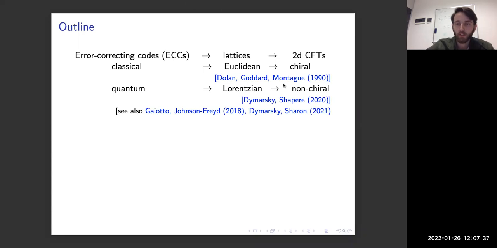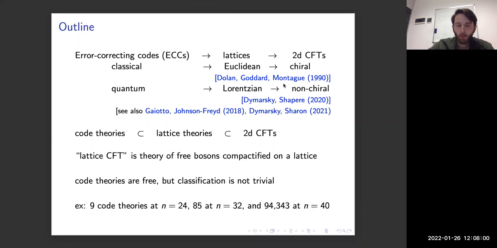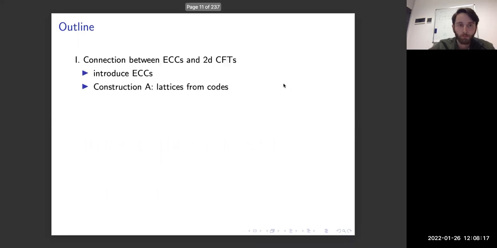And there's also been some other recent interesting work. So code theories, through this construction that I'm going to describe, are a subset of lattice theories, which are obviously a subset of all 2D CFTs. And because they're a subset of lattice theories, they're free, but their classification is still highly non-trivial. For example, at n, or n in this talk will be the central charge, at central charge equals 24, there's only 9 theories. At c equals 32, there's 85, but then the number grows very rapidly. And for 48, for instance, they're still unclassified.